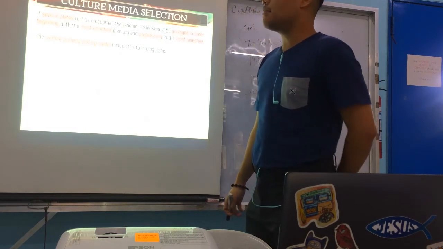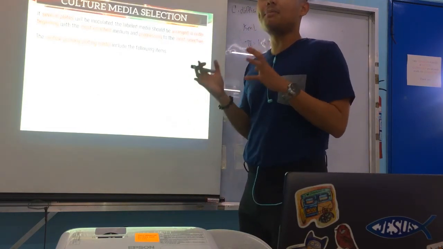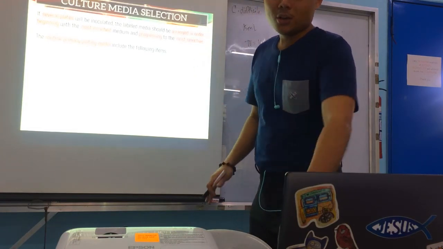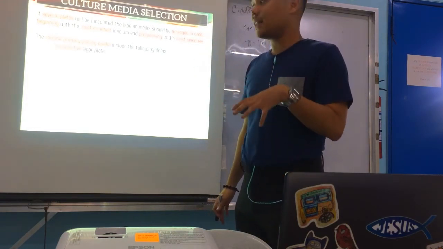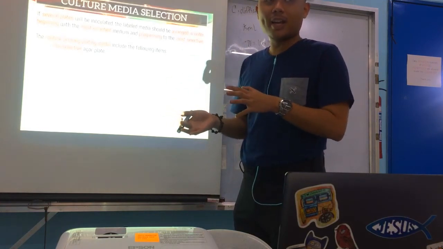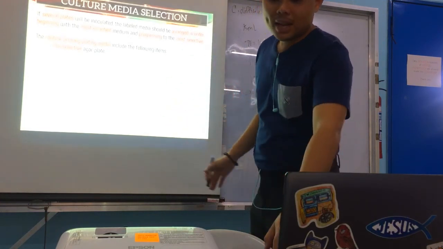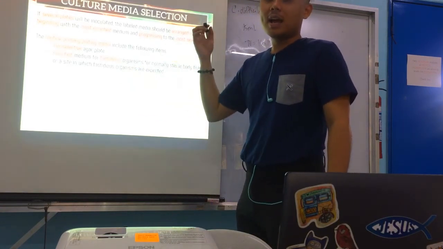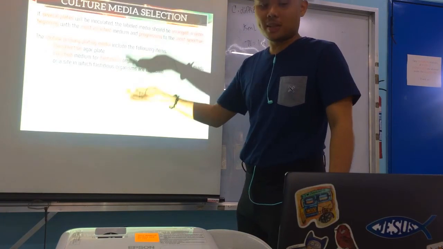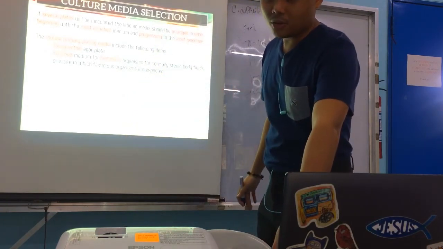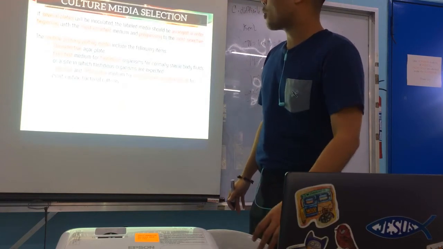Routine primary plating media, meaning these are the plating media that you will use initially upon receiving the specimen. First, of course, you should have a non-selective agar plate, meaning it does not inhibit the growth of the organisms from the specimen. Next, you have your enriched medium for fastidious organisms, because if your specimen may contain fastidious organisms, then the culture media should be able to support their growth.